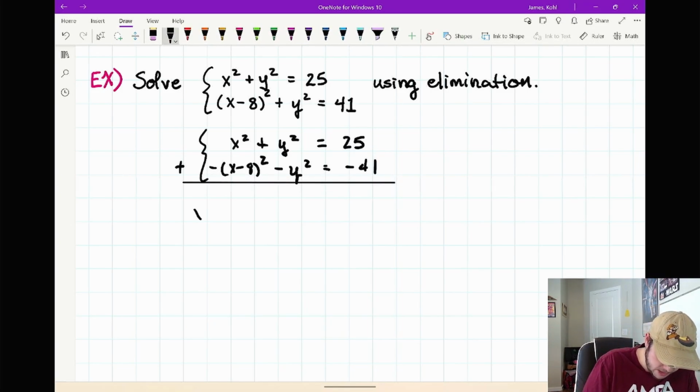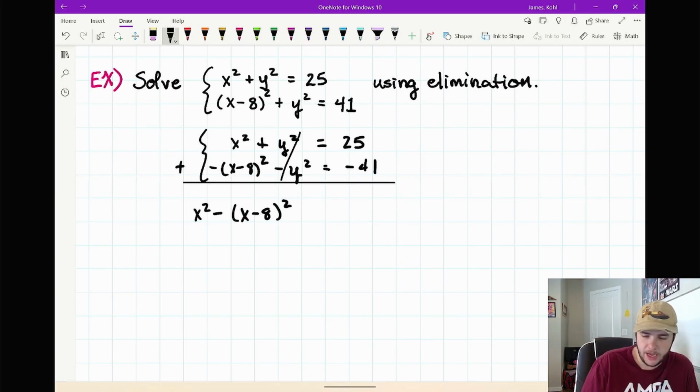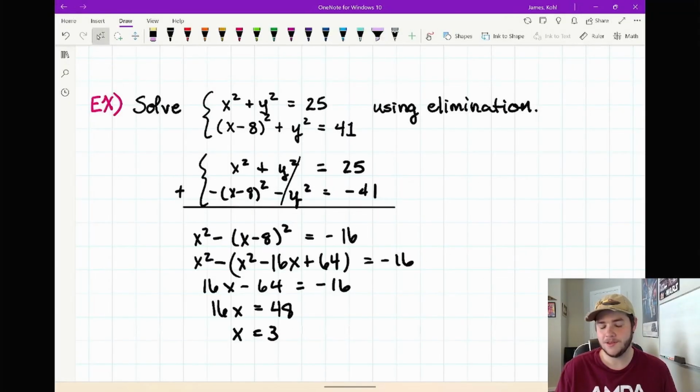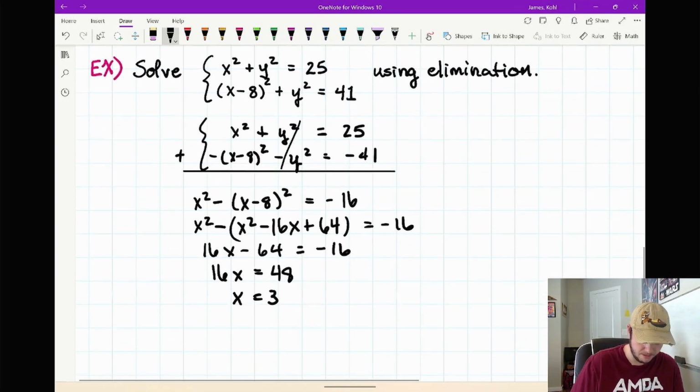I will get x squared minus x minus 8 squared, and my y variable will get eliminated. The constant term is going to be negative 16. Go ahead and pause the video to see if you can solve this quadratic equation in x on your own. I found that this whole big nasty thing gives me that x should be 3. And now I just need to use that information in one of the equations above. The first equation's a little bit nicer to work with, so I'm going to use that one.